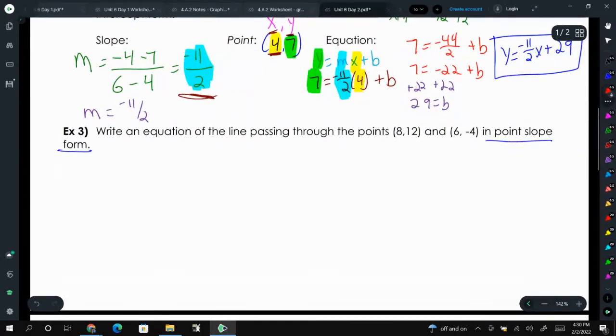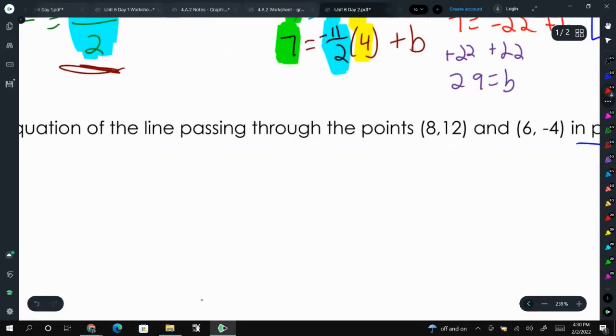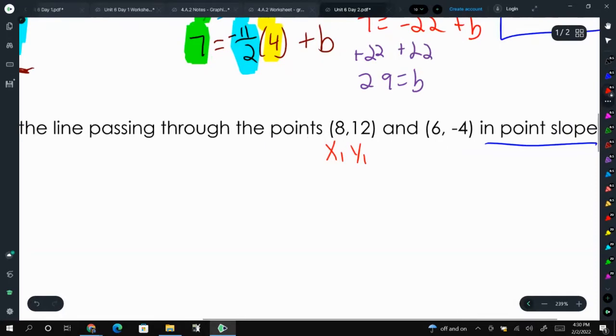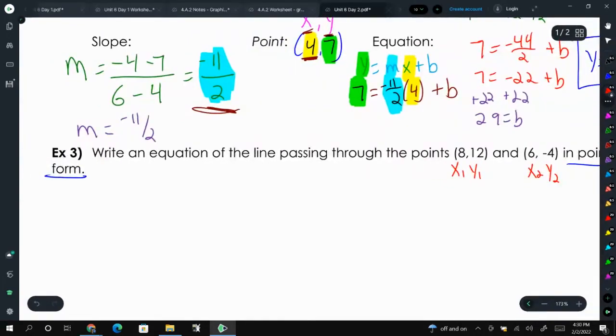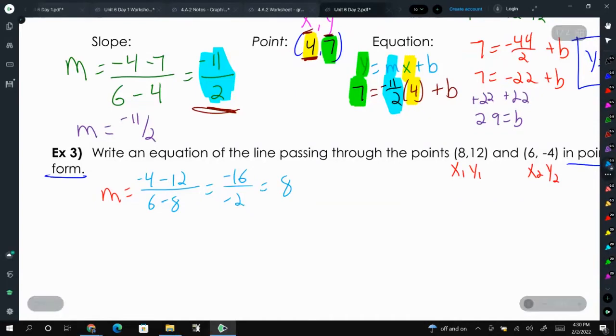We still have to calculate the slope between x1, y1 and x2, y2. Okay, so we're still going to calculate the slope. So m equals negative 4 minus 12 over 6 minus 8. Okay, that's going to be negative 16 over negative 2, or positive 8.